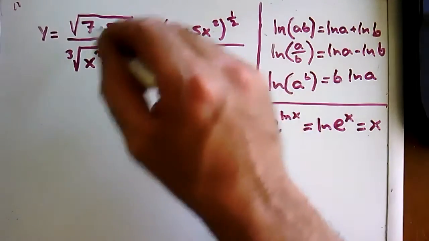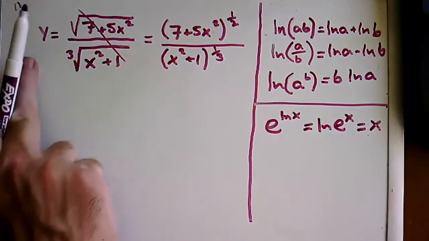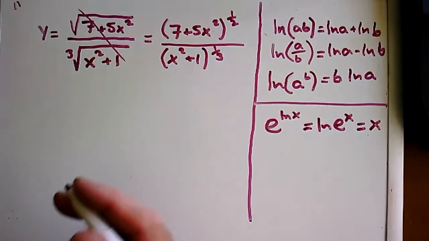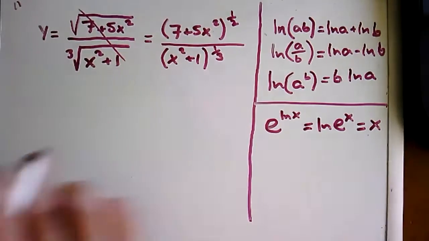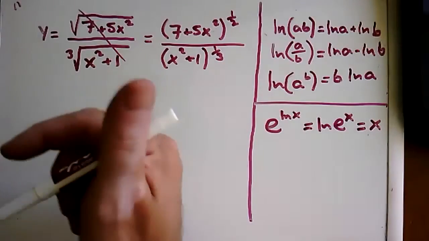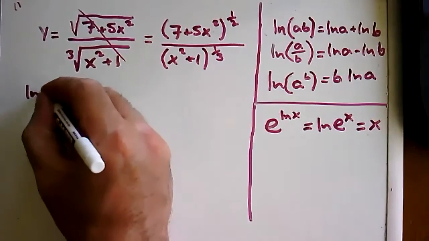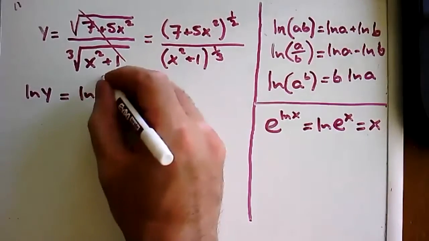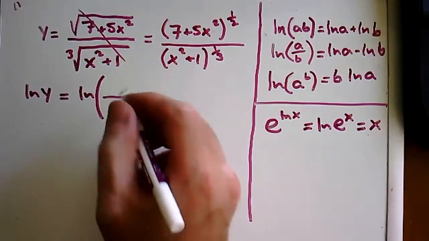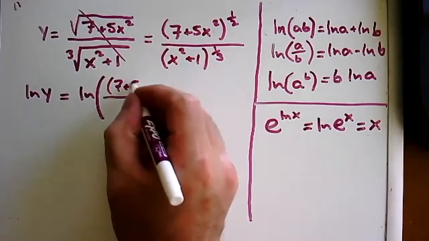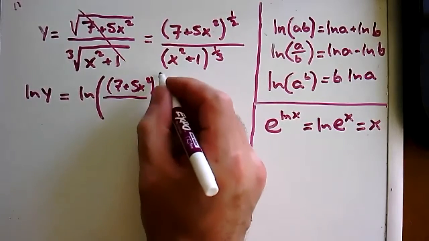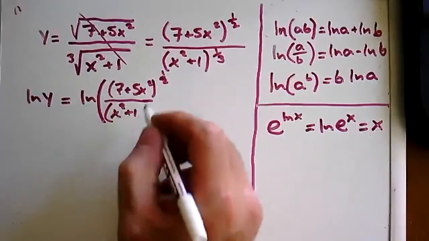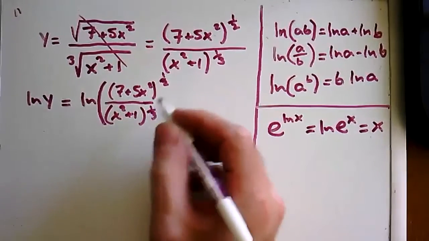So I'm going to ignore this middle part for now. I'm just going to focus on the equation y equals the expression with its fractional powers. If y is equal to this lovely fraction here, then their natural logs must also be equal. So it must be true that natural log of y is equal to natural log of this fantastic thing. I'll copy over now: 7 plus 5x squared to the 1/2 divided by x squared plus 1 to the 1/3.